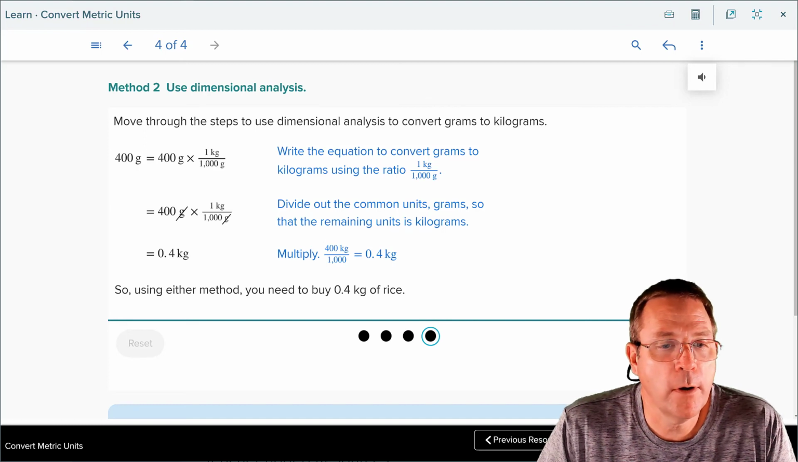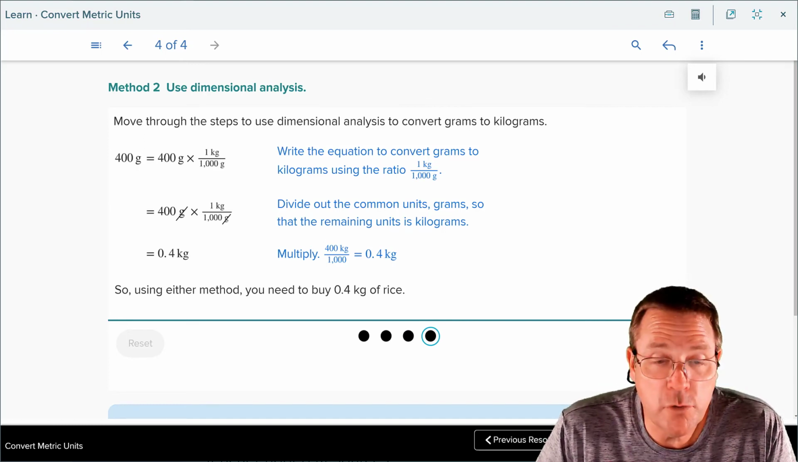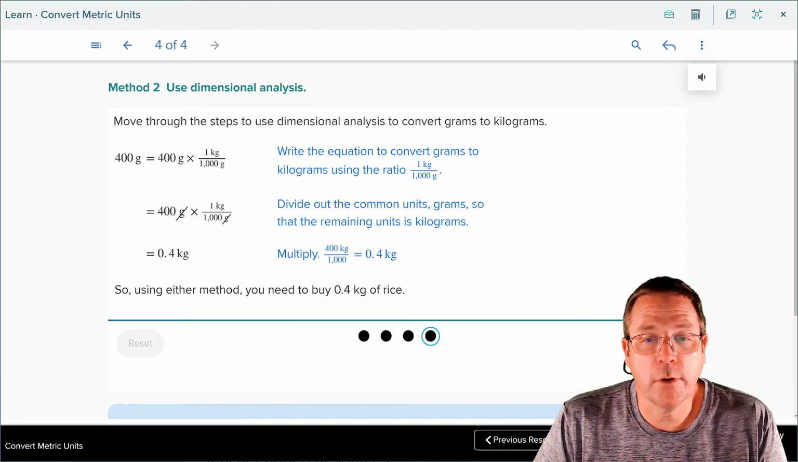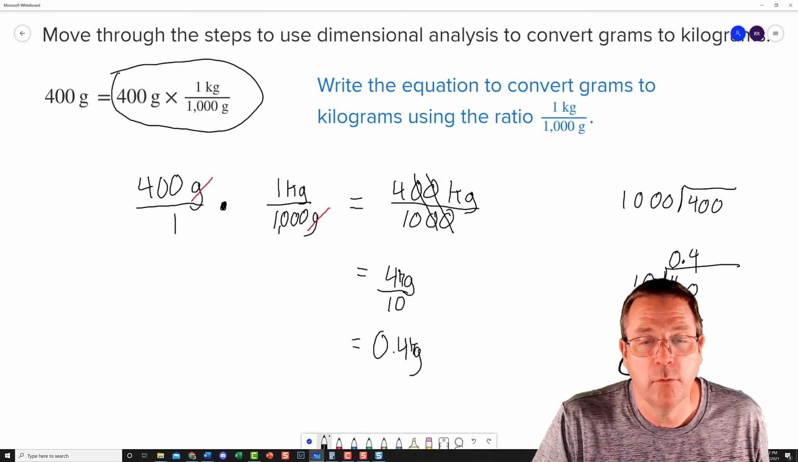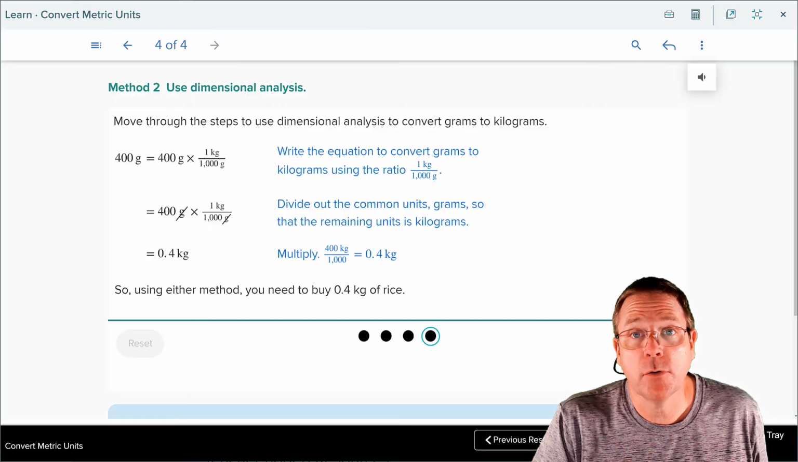The final part says using either method, you still get the same answer of 0.4 kilograms. I personally really prefer using this method over using the other. Once you get used to this, I think you're going to like it better too.